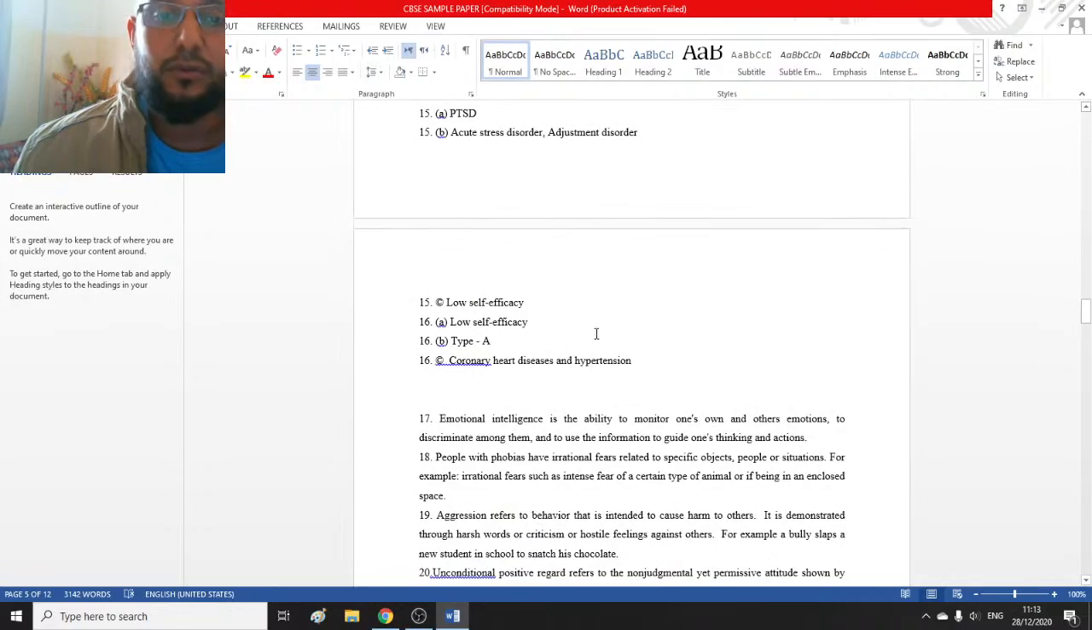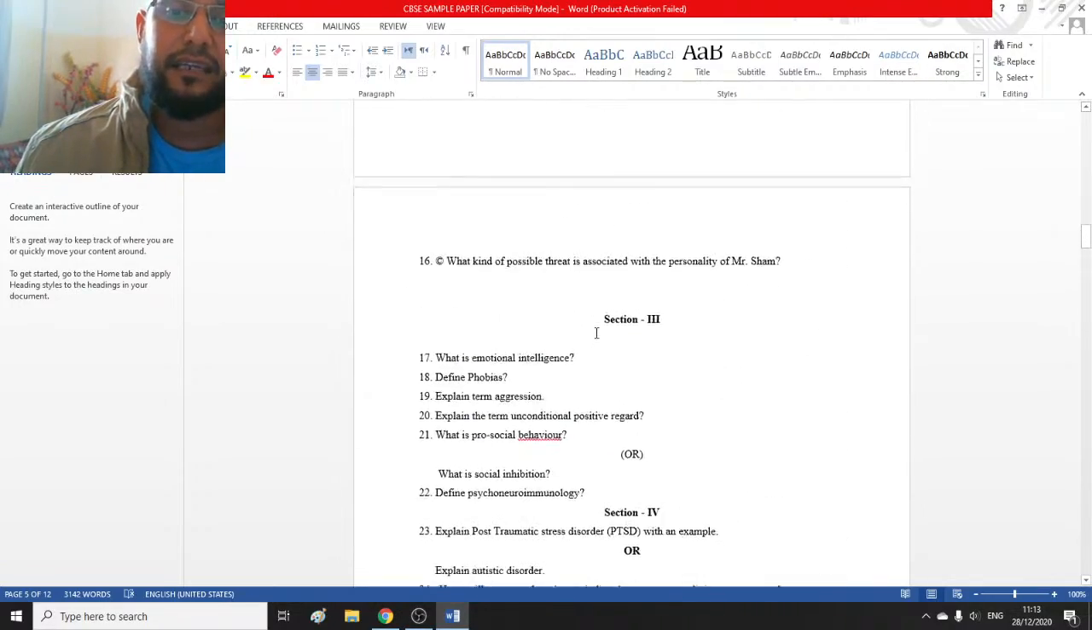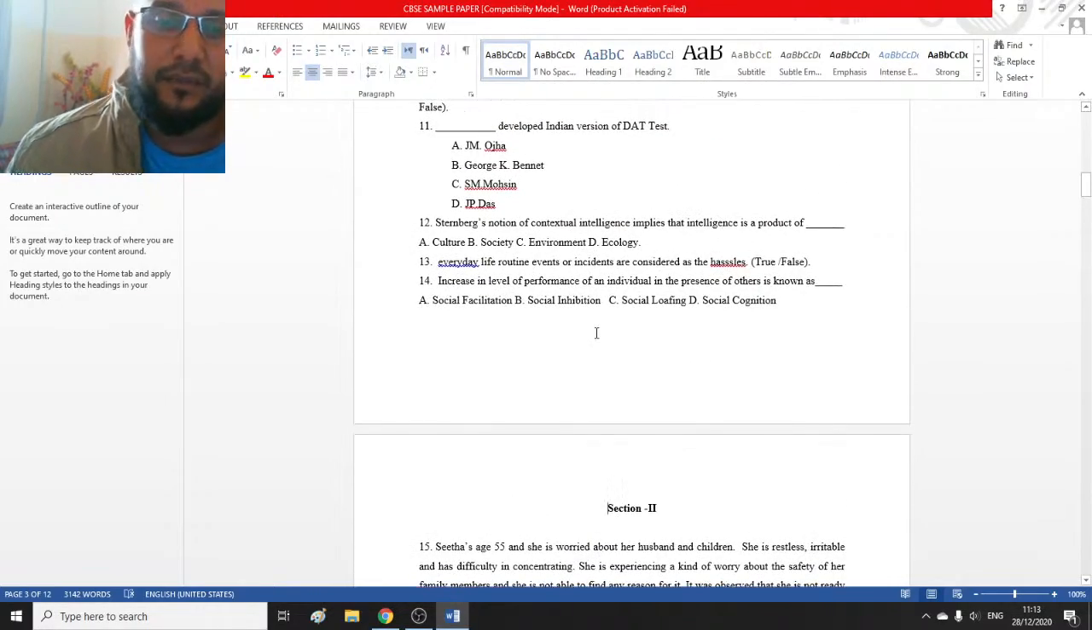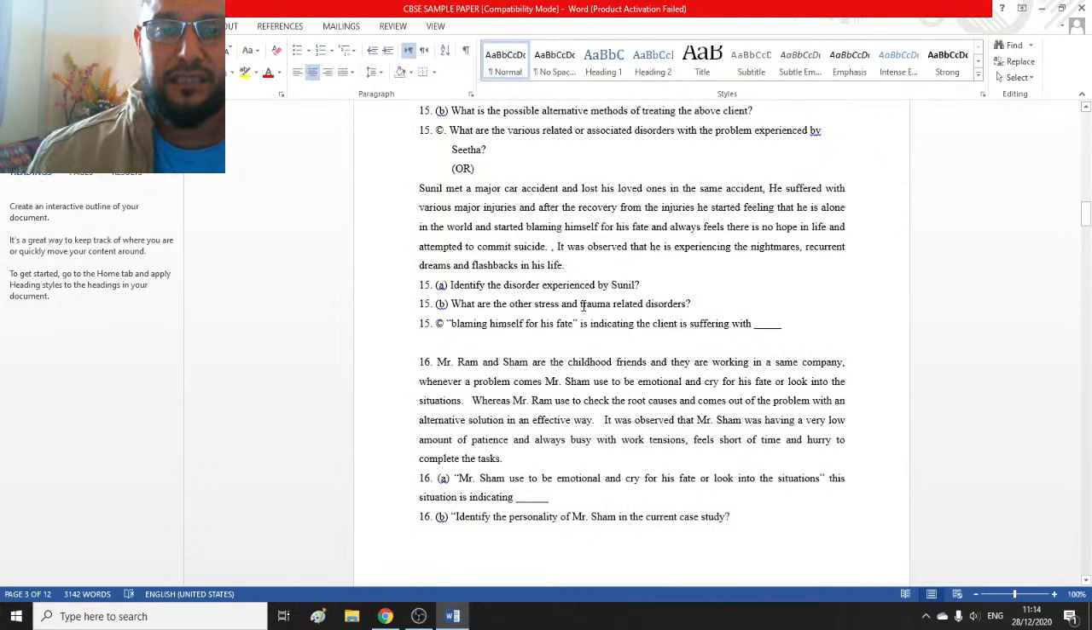You can look into low self-efficacy. Whenever an individual is crying and looking into the situations, blaming to the problem, you see again, here the low self-efficacy it is.